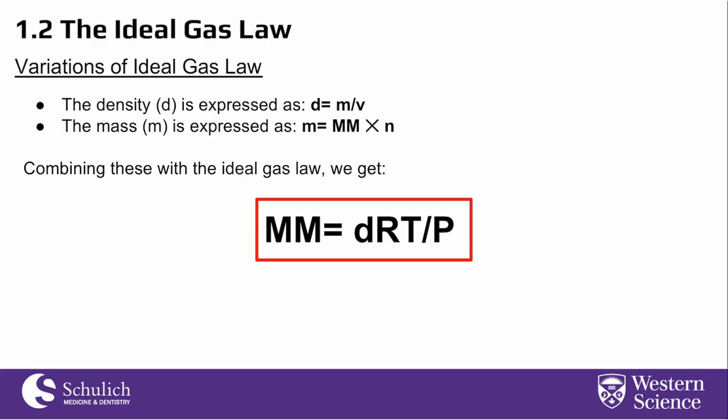So there are some variations of the ideal gas law. So we know that density is expressed as D equals mass over volume, and the mass is expressed as mass equals molar mass times moles. So when we combine these expressions with the ideal gas law, we get molar mass equals density, the R constant, and temperature over pressure.